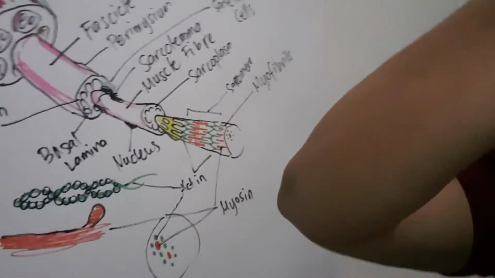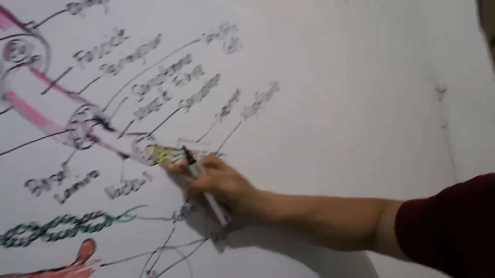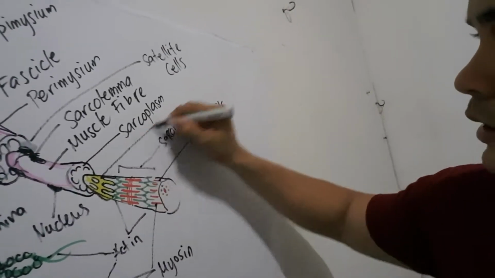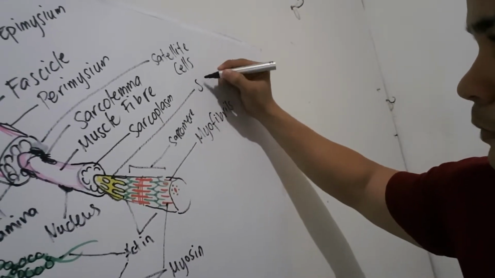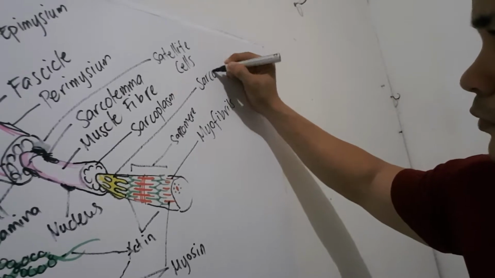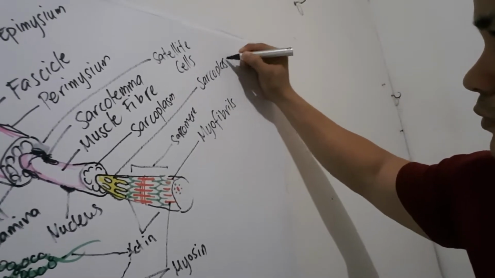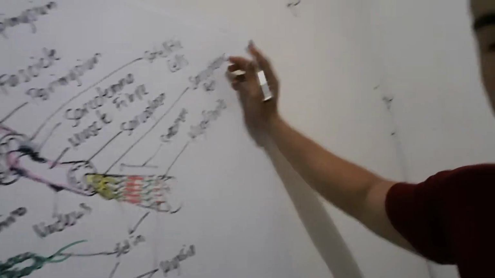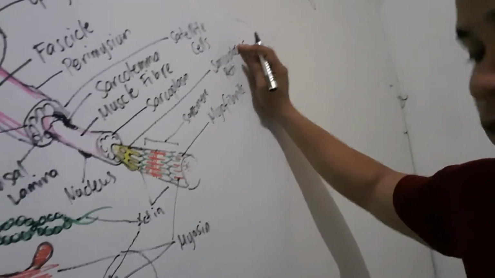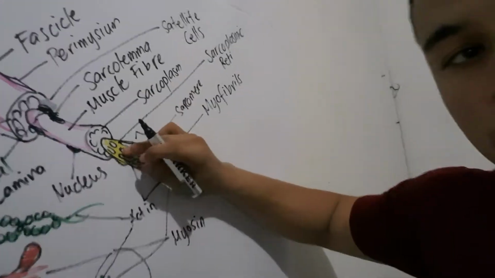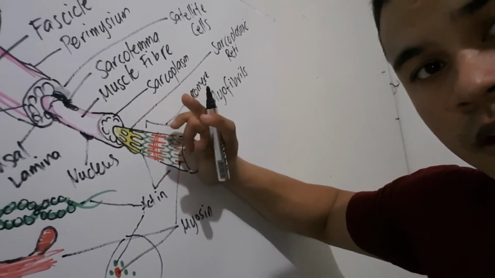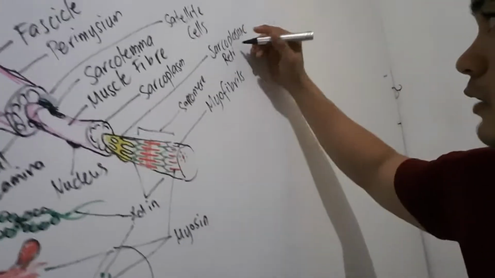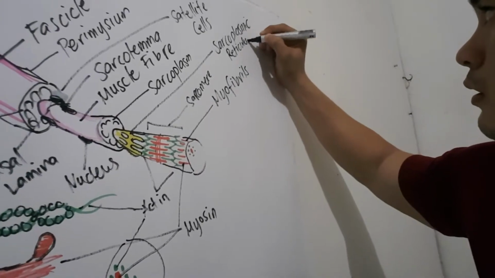There's a lot of labels I haven't placed here. This yellow part over here is called the sarcoplasmic reticulum, which is basically a smooth endoplasmic reticulum. This structure stores and provides calcium ions on demand. Okay, let's continue.